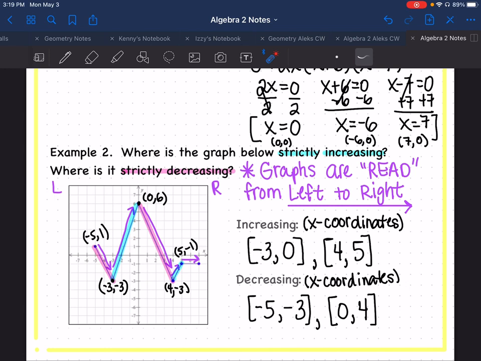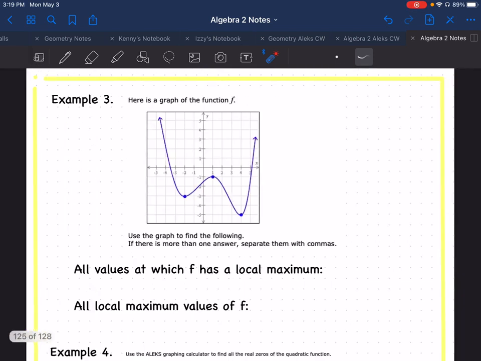All right, let's go on to example 3. Here is a graph of a function f. Use the graph to find the following. If there's more than one answer, we're going to separate them with commas. Now, notice that the two questions that are asked, if you go ahead and read them to yourself, they are very, very similar.